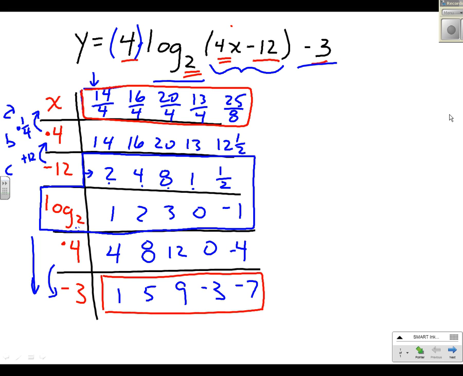We ought to start off with 4x minus 12. It can never be 0. In fact, it can never be negative. So x cannot be 3.